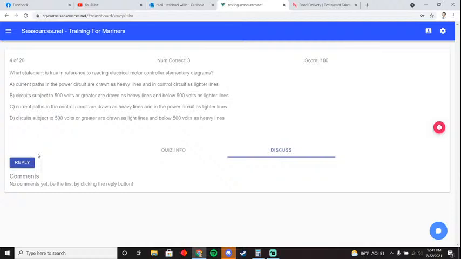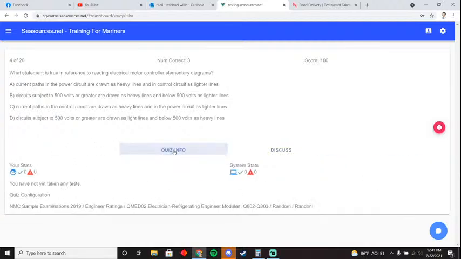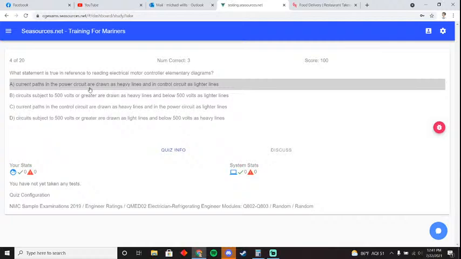What statement is true in reference to reading electrical motor controller elementary diagrams?